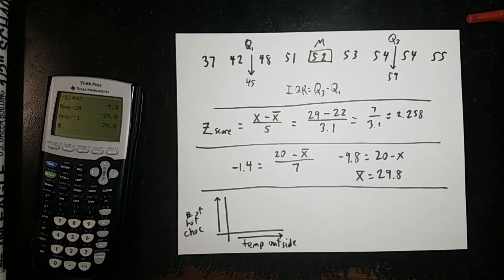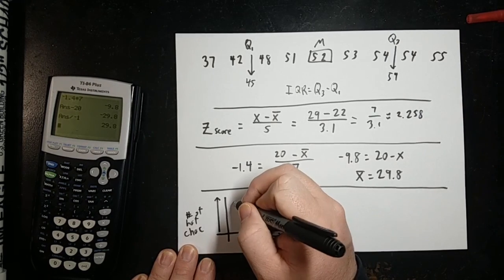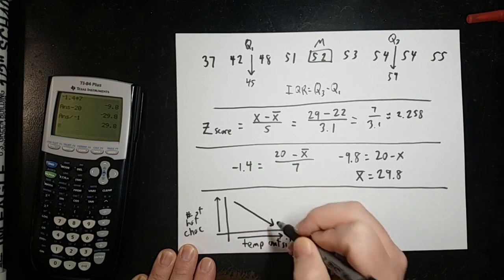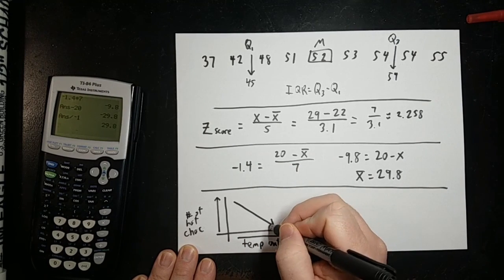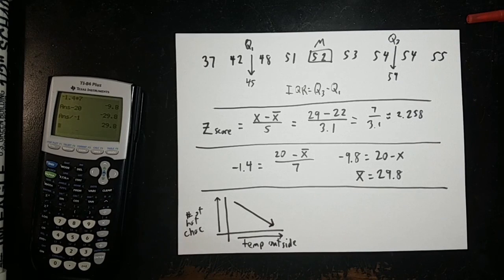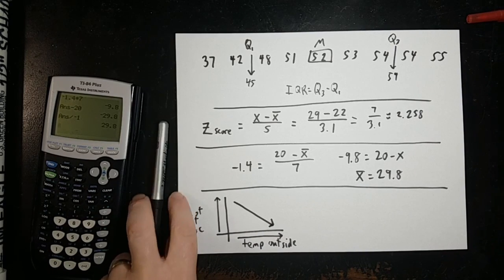The idea being, the hotter it gets, likely the fewer hot chocolates are going to be sold. Sometimes it helps to see that kind of visual. The hotter the temperature, the lower the number of hot chocolates being sold. 67% of you got that one right.